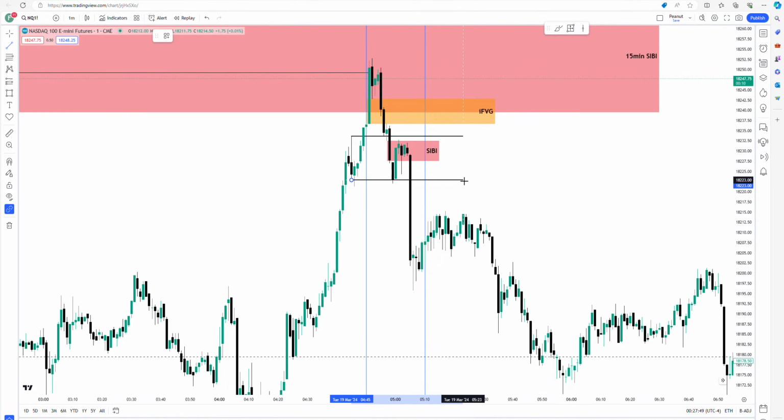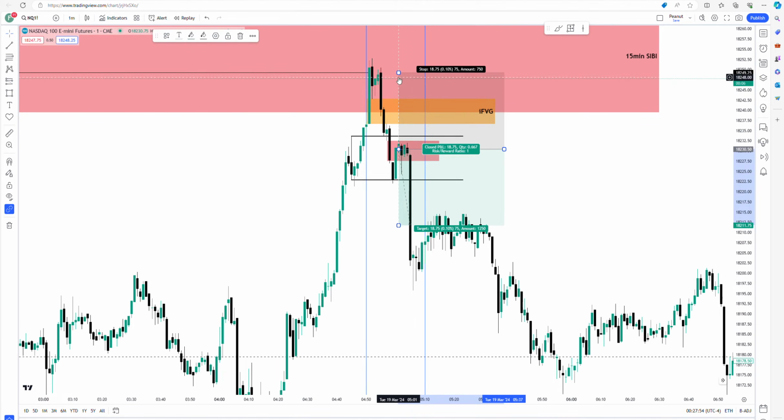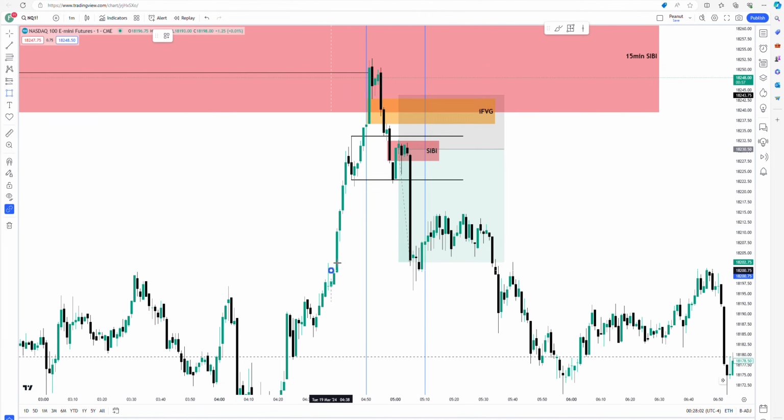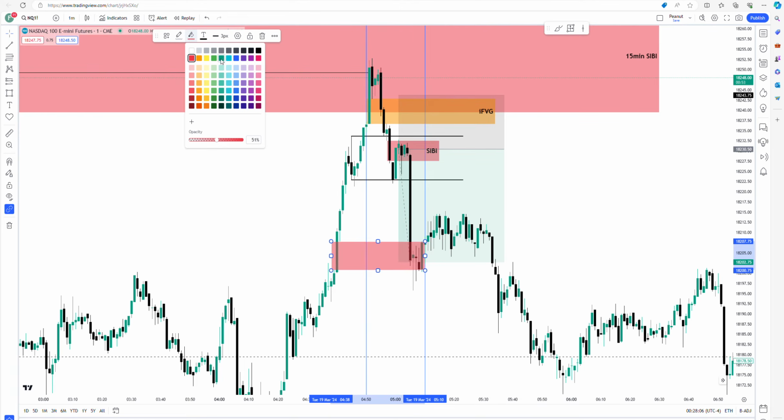So let's outline this. Entry came right here. Stop loss was above the inversion fair value gap. We'll talk about that. And the take profit was a 1 to 2, or in other words, this bullish gap right here. Now, the price continued to run. You might be like, well, why didn't you hold it?